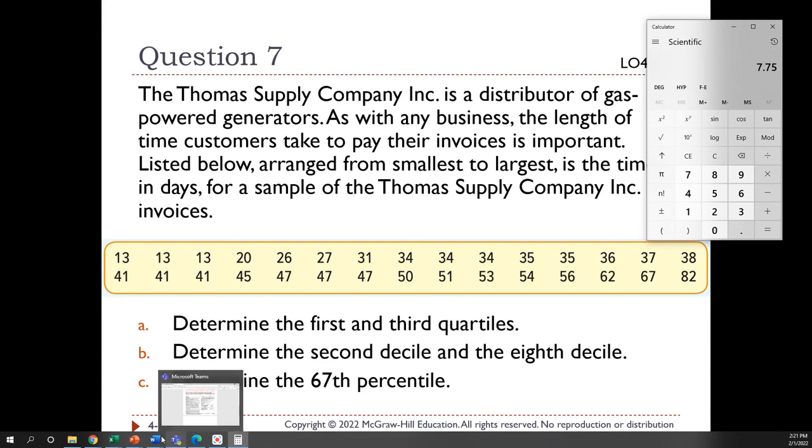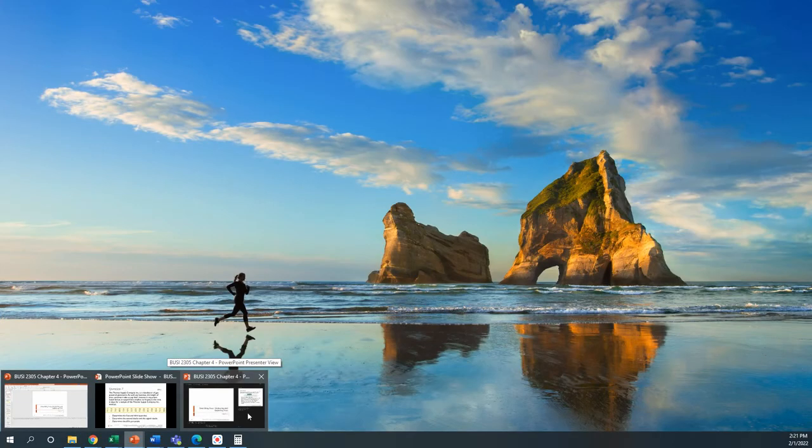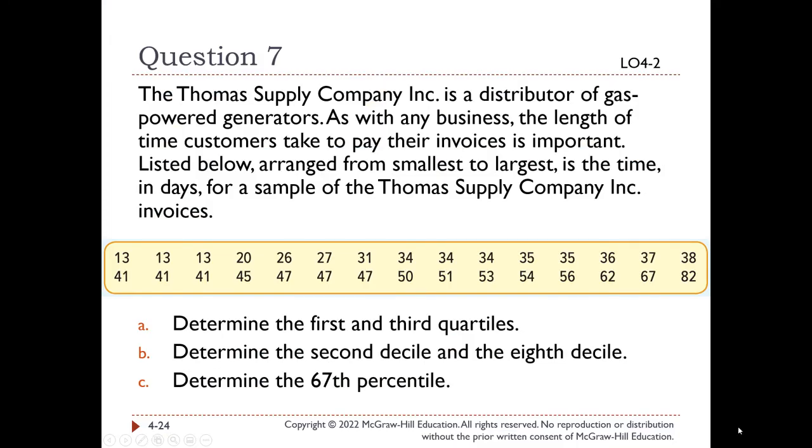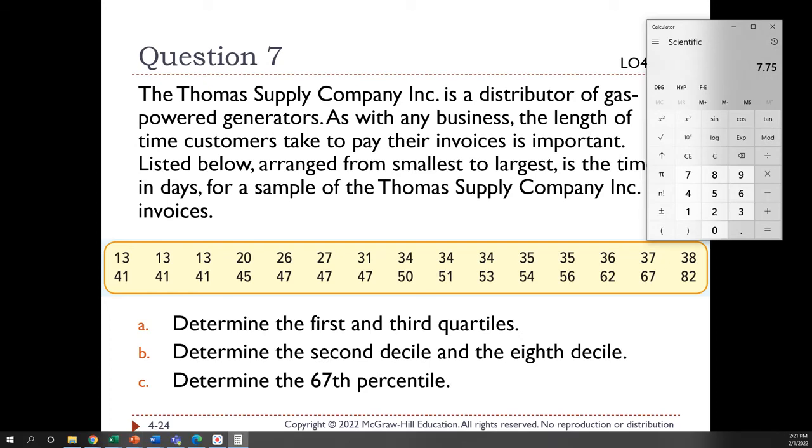We're looking at 7.75. We'll go 1, 2, 3, 4, 5, 6, 7. So we have 31, 34. Now, notice that is not exactly 7, so we can't use 7. So we actually have to find basically the 7.75th number.